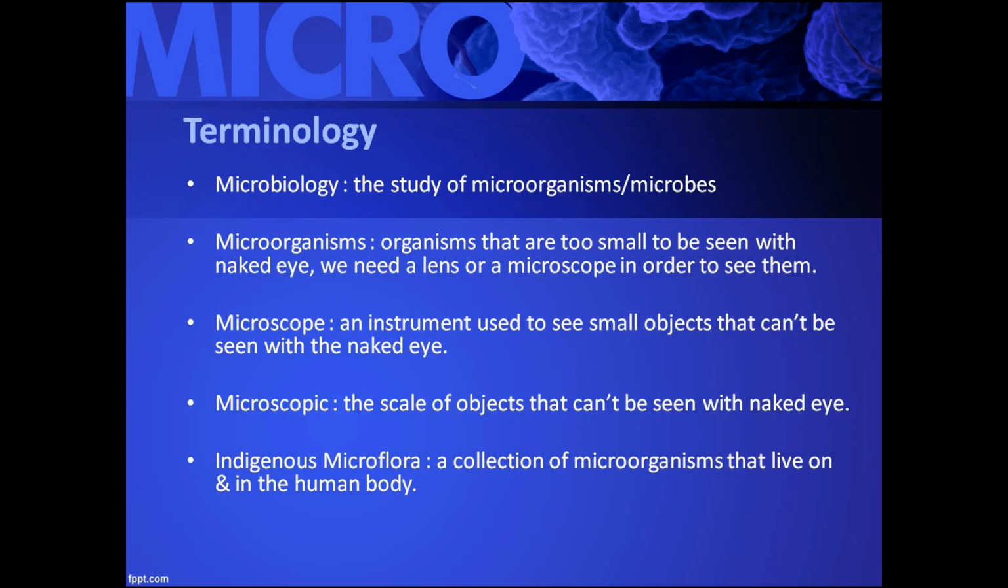So what is a microscope? A microscope is an instrument used to see small objects that can't be seen with the naked eye. So what is microscopic? When we say something is microscopic, what do we mean? Microscopic means the object cannot be seen with the naked eye, so it is too small.